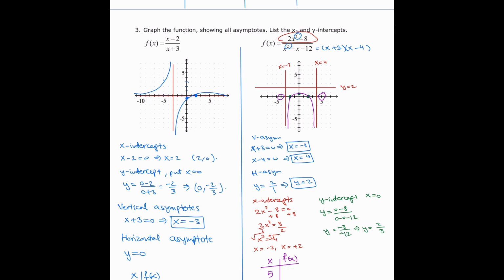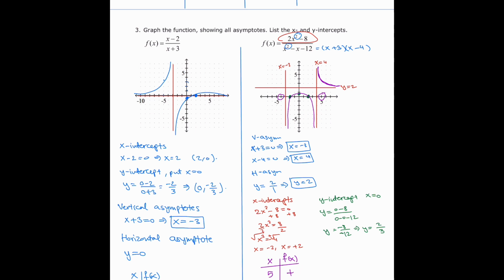So now if you plug 5 in, you get 2 times 5 squared, which is 50, minus 8 is 42, over 25 minus 5 minus 12. So it's going to be positive. That's all I care about, that the sign is positive. So that side is going to be above the x-axis, which goes between the asymptotes like that, approximately.